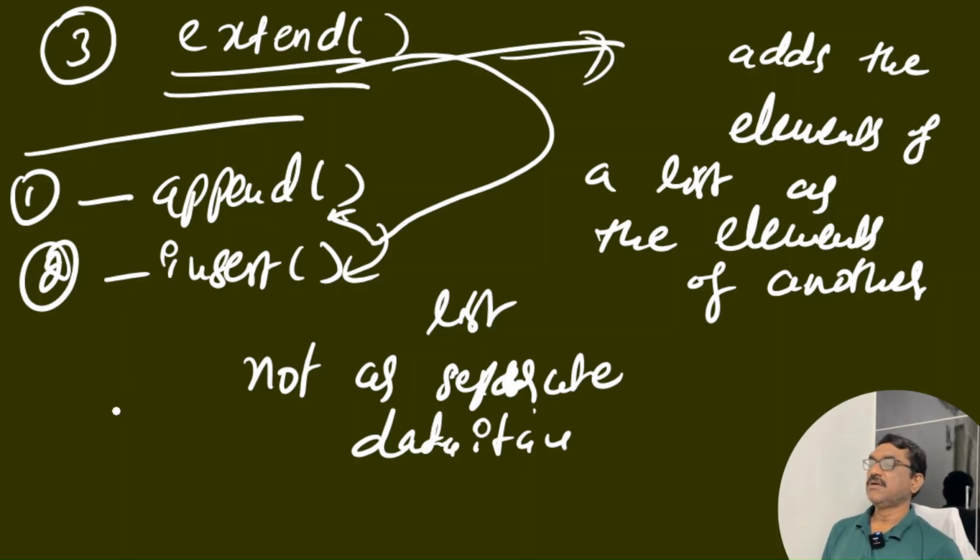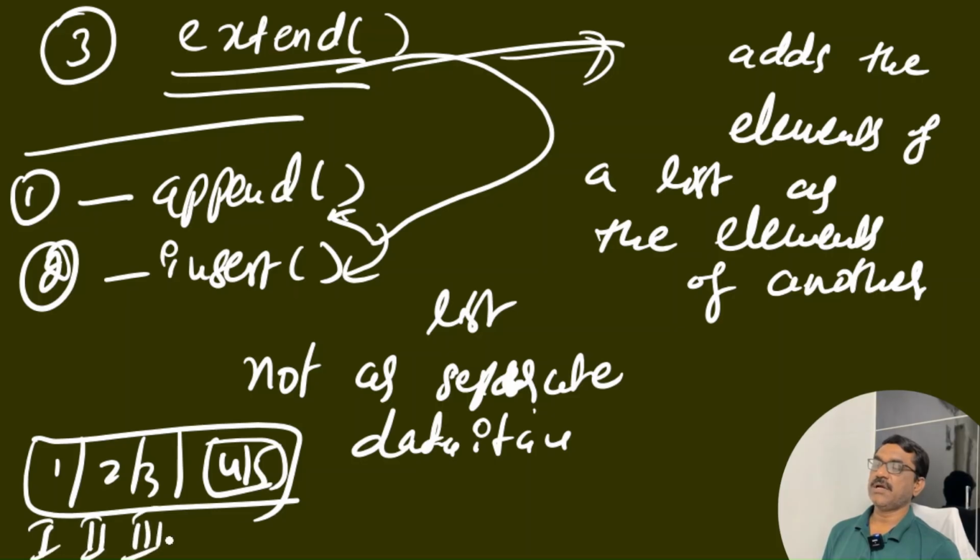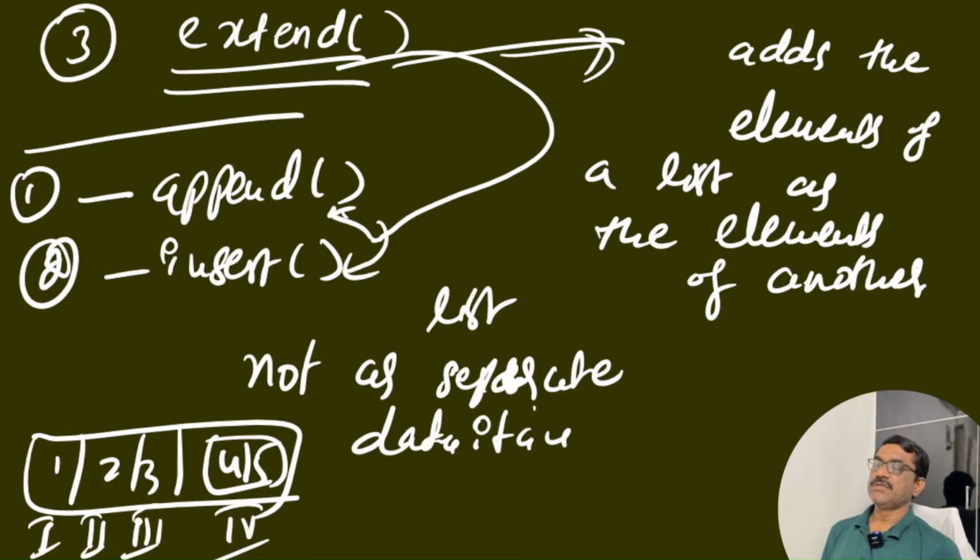Just now we inserted into the list 1, 2, 3, and we inserted 4, 5. See here, if you take this list, how many items are there? This is the first item, second item, third item, and this is the fourth item. There are 4 items. So after performing the append operation just now, we have added the list 4, 5 as a separate data item into the list.